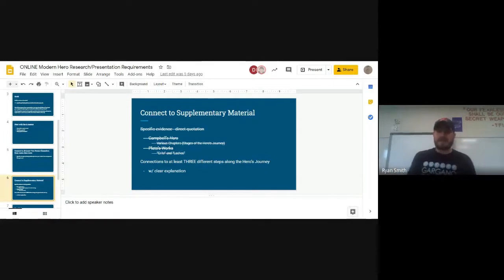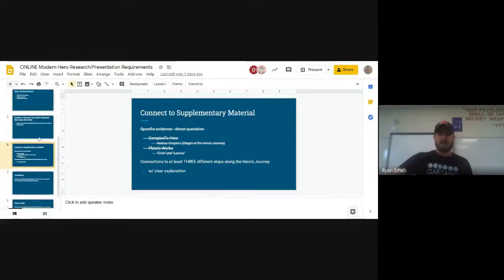Supplementary material, we don't have a lot of it. Normally we would have read multiple chapters from Joseph Campbell's The Hero with a Thousand Faces. We're not going to do that. In the past, I've also had them read a couple of works by Plato. We're not going to do that either. So all I'm going to ask for this part is that you make connections to at least 3 different steps from the hero's journey for your person. Make sure you clearly explain, if you're saying that's their call to adventure, why; what happened that was their aha moment. This is their crossing the threshold, their no-turning-back point, stuff like that. You would just need 3. You do not need all 12. If you want to do all 12, go for it, but you only need 3.